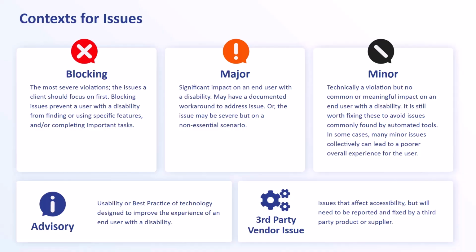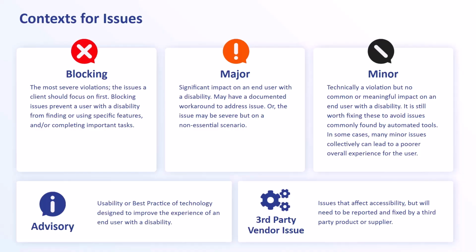That means that if we have a user scenario in which somebody needs to be able to proceed through, say, 10 steps, they are not able to go any further because of an accessibility issue. There's no workaround. So those are the most severe issues and the issues that pose the highest risk of legal action. Major issues are significant ones, but there's still a way around it often.